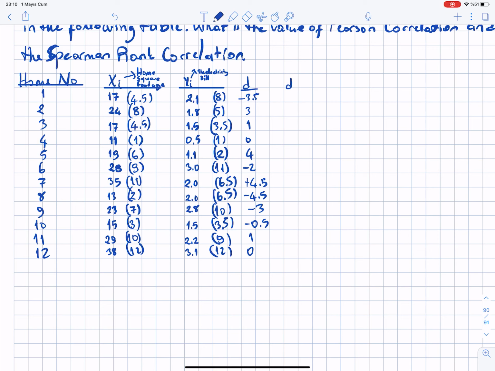Di squared: 12.25, 9, 1, 0, 16, 4, 20.25, 20.25, 9, 0.25, 1 and 0. Okay, the sum of di squared is 93.